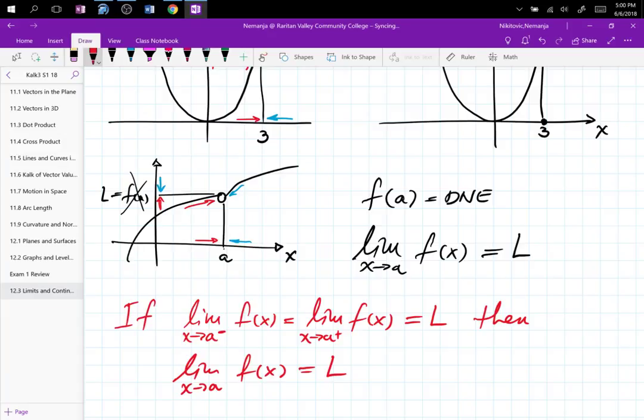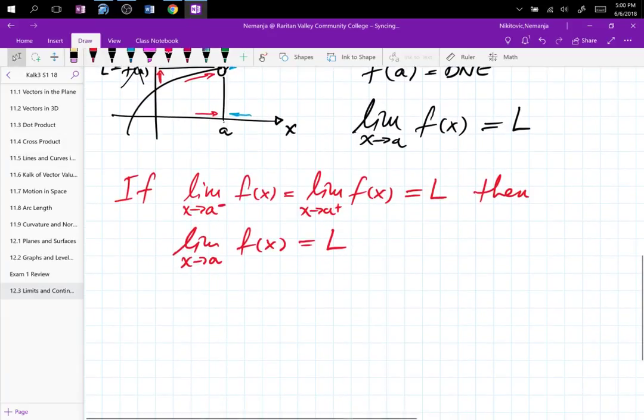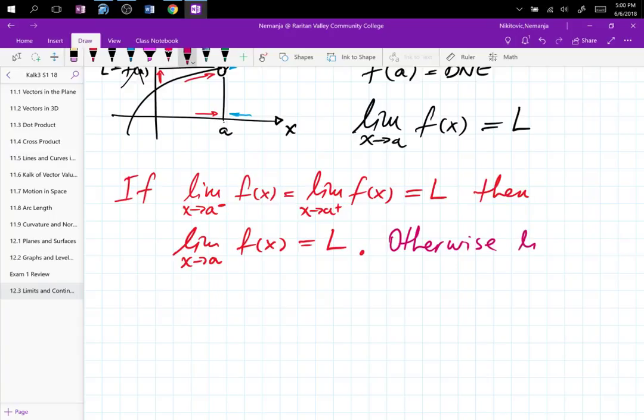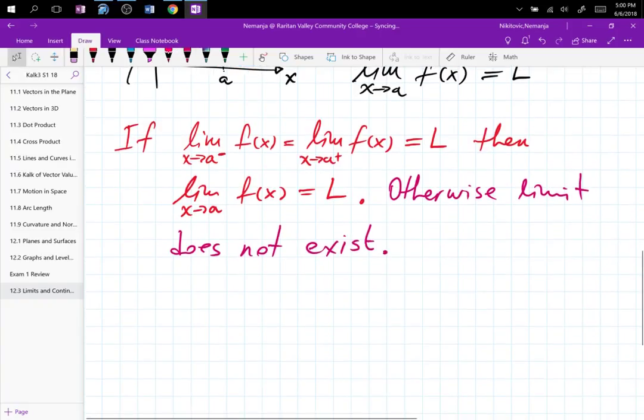It goes the other way, right? So I should say if and only if. But now, the second sentence over here: otherwise, the limit does not exist. This is a big statement.